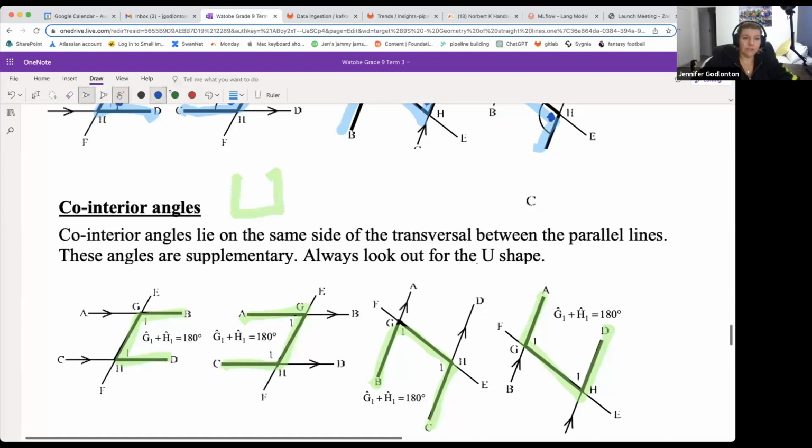And when we're dealing with co-interior angles, the sum of them, so if I take this angle and I add this angle, we're going to get 180 degrees. So this angle plus this angle equals 180 degrees. This angle plus this angle equals 180 degrees. They are not equal to each other.